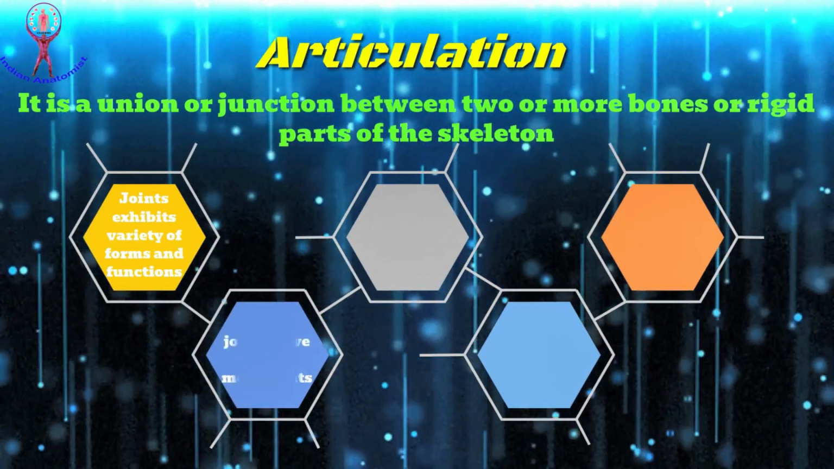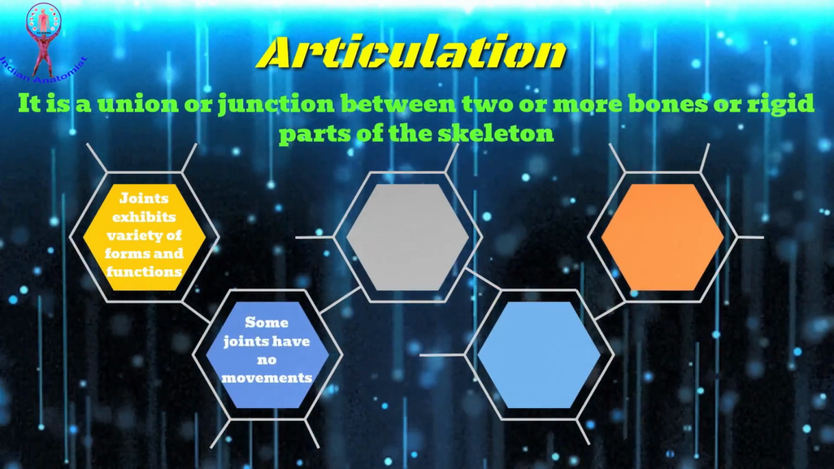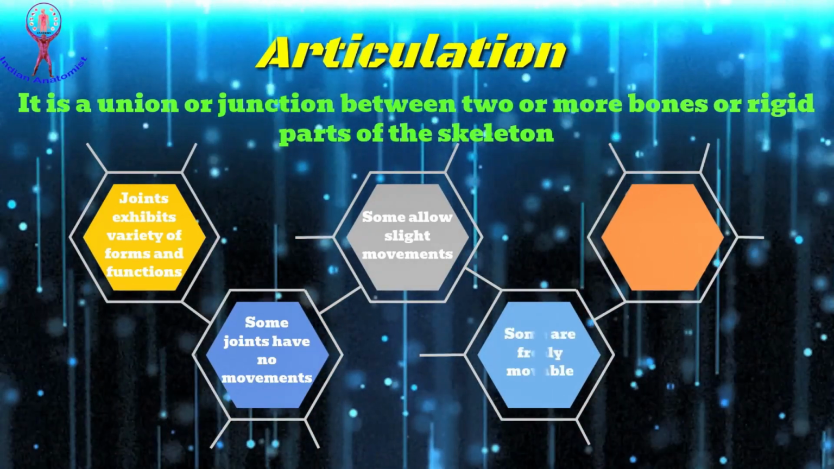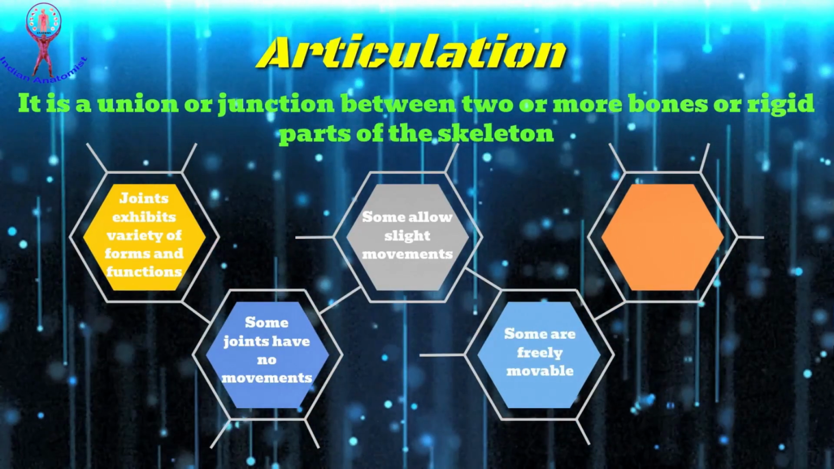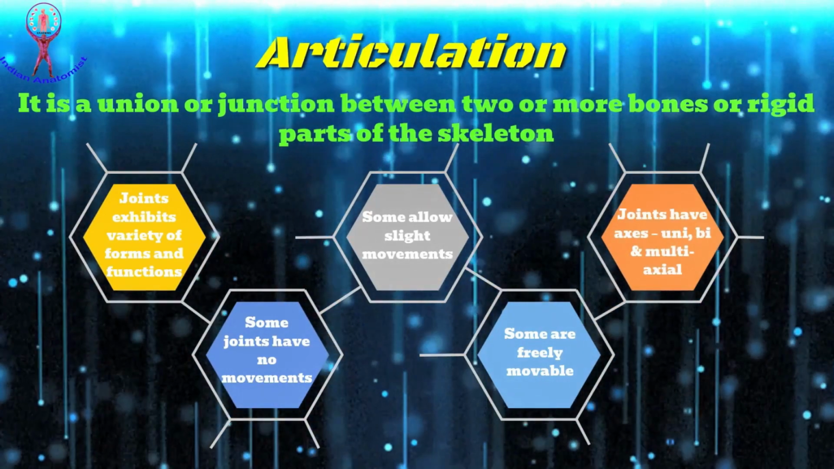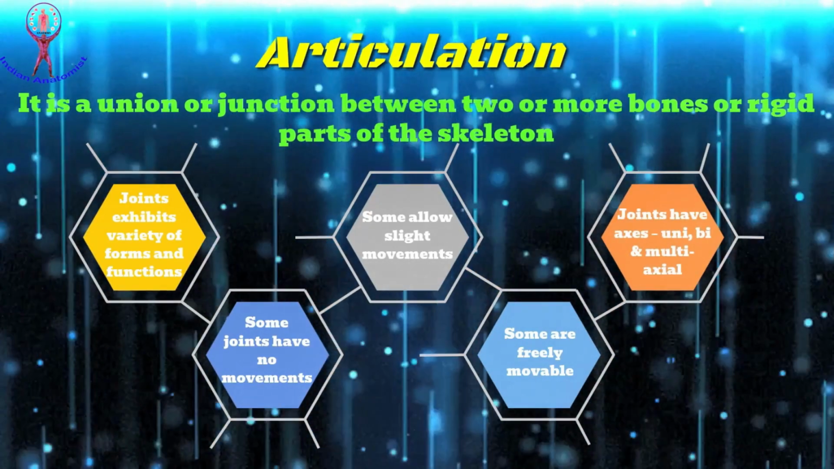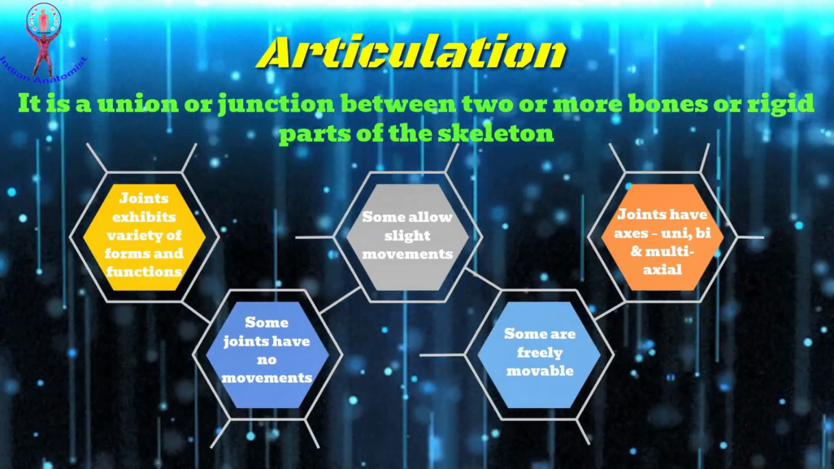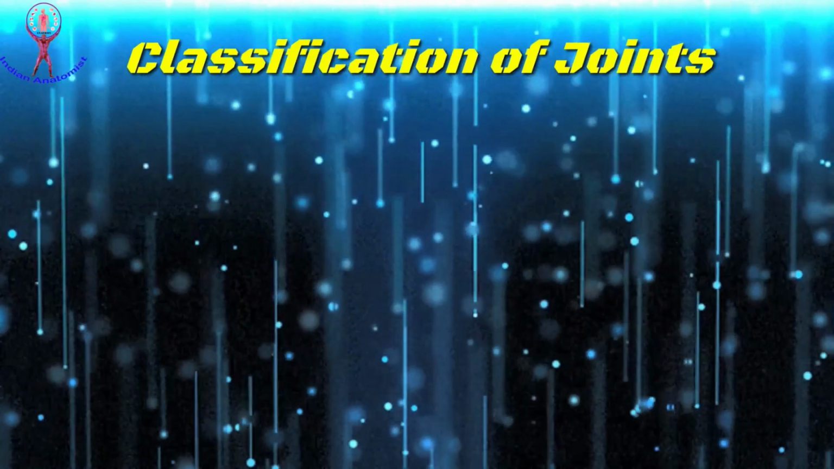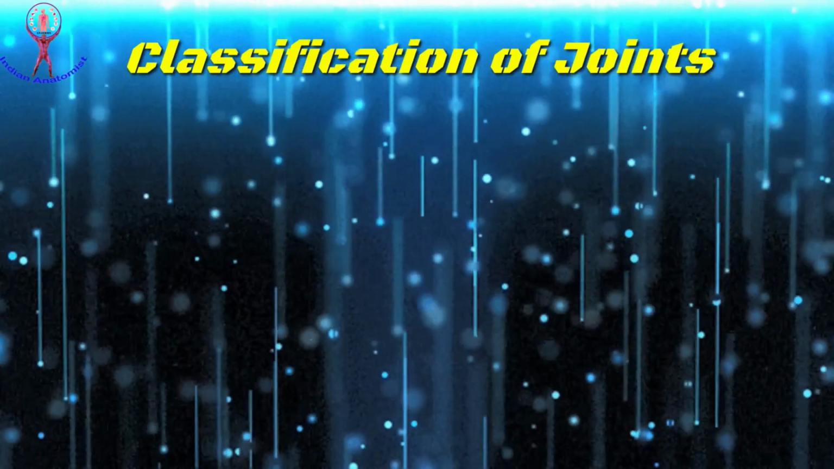Some joints have no movements. Some joints allow slight movements. Some are freely movable. Any physical type of joints, or human body joints, have axis. They are uniaxial, biaxial, and multiaxial joints. With this introduction, I will start today's session regarding the classification of joints.